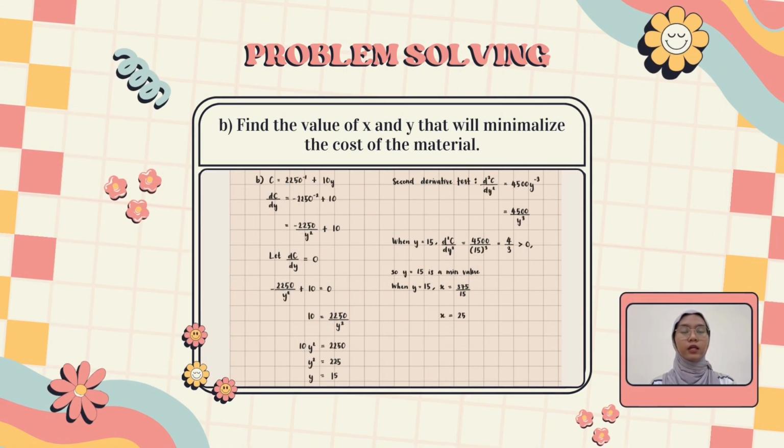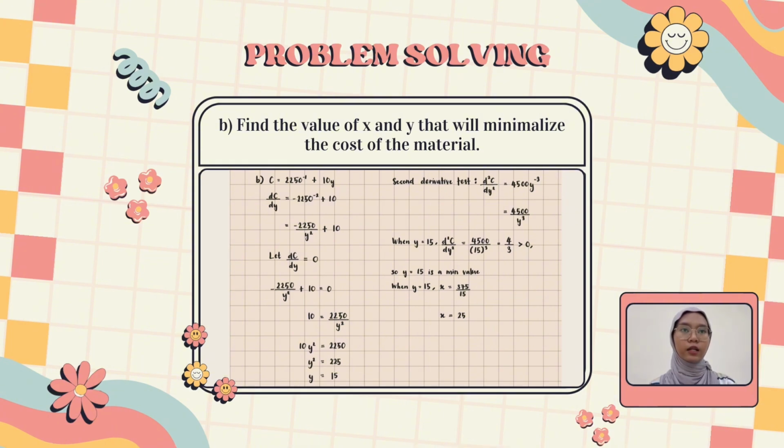So for question B, the question asks us to find the values of x and y that will minimize the cost of the material. So we make the equation C equals 2250 y to the power of negative 1 plus 10y. So dC over dy equals negative 2250 y to the power of negative 2 plus 10, equals negative 2250 over y squared plus 10. So we let dC over dy equal to 0. So negative 2250 over y squared plus 10 equals 0. 10 equals 2250 over y squared. So 10y squared equals 2250 and y squared equals 225. And the final answer for y is y equals 15.